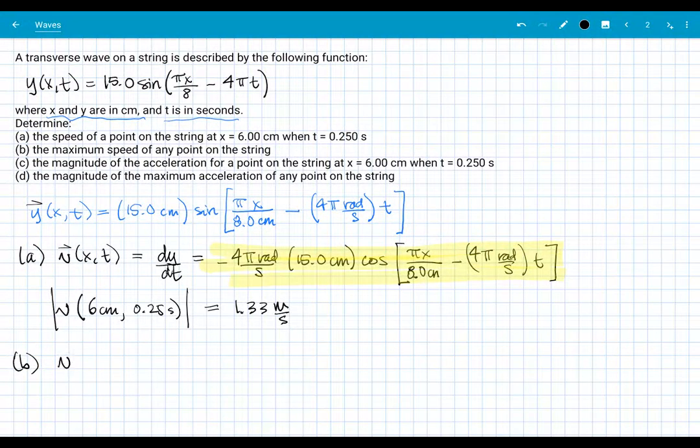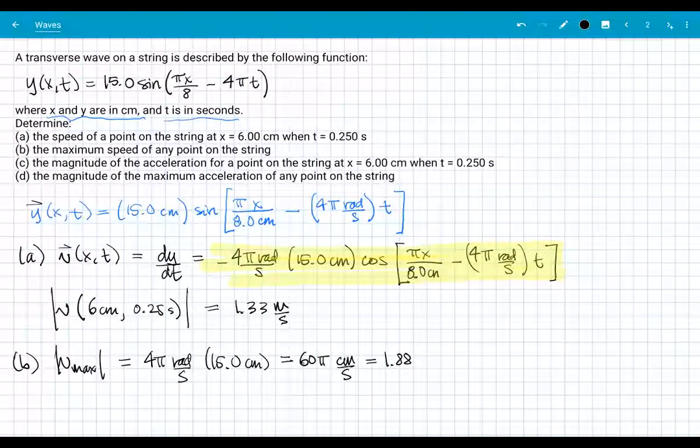So that tells me that v max, and again, we want maximum speed, so I can just use the absolute value, is going to be equal to 4 pi radians per second multiplied by 15 centimeters. So that'll give me 60 pi centimeters per second, which is about 1.88 meters per second, if you just want to wrap your head around how fast that is. So finding maxima is really convenient when you have these cosine and sine functions, right? Because they max at 1. So it really makes things simple, which is nice.